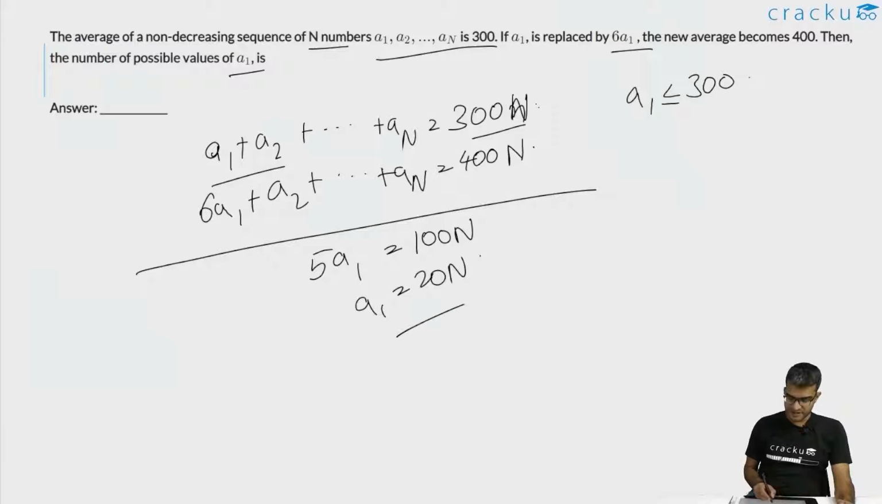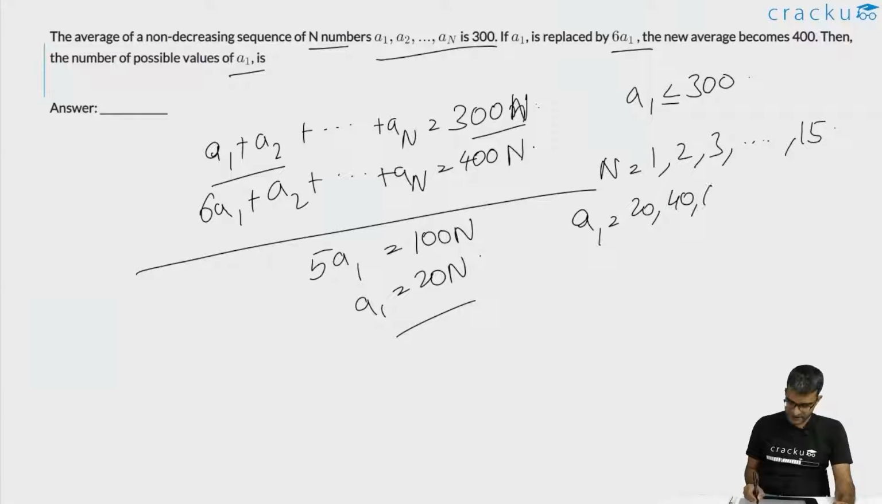This would imply that a1 has to be a multiple of 20. So the values that n can take are 1, 2, 3, dot dot dot till 50. In the first case, the value of a1 is 20. In the second case, it is 40. Next case, it is 60, dot dot dot till 300.